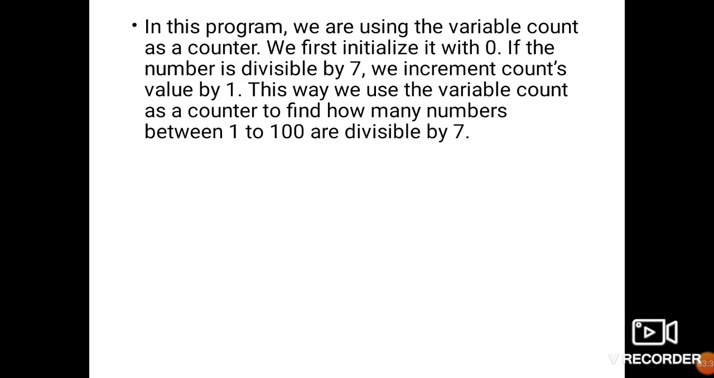Now in this program, we are using the variable count as a counter. We first initialize it with 0. If the number is divisible by 7, we increment the count value by 1. This way we use the variable count as a counter to find how many numbers between 1 to 100 are divisible by 7. Like the first count it will get at 7, the second count it will get at 14, the third count it will get at 21, the fourth count it will get at 28, and so on till 91.